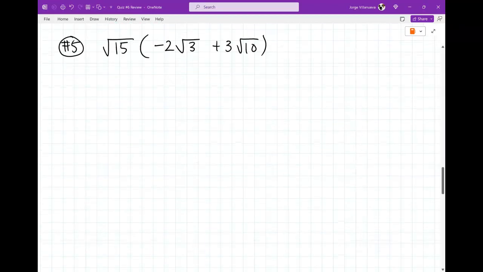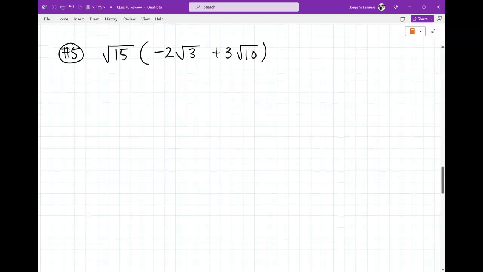Now we start getting to some of the stuff that starts to look a little bit more complicated. So square root of 15 times the quantity of negative 2 radical 3 plus 3 radical 10. So we are going to have to do distribution, and you can count on the fact there will be one that you have to FOIL. I'll put that in, I think it's next. Binomial times binomial, because those are probably the more complicated ones. But right here we have a monomial times a binomial. So we're just going to distribute. Okay, so we'll distribute this times that, and that times that.